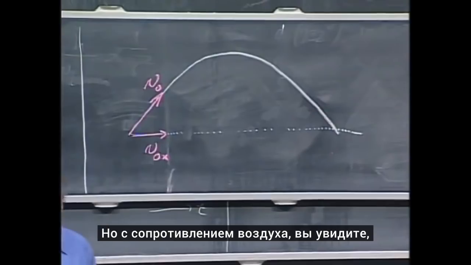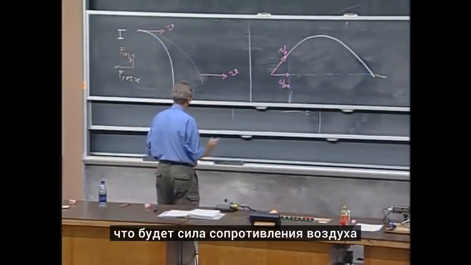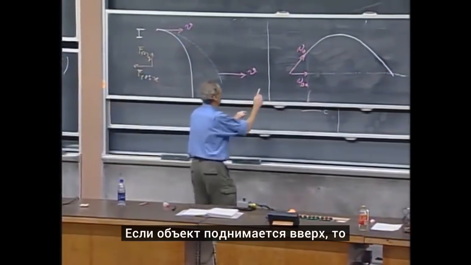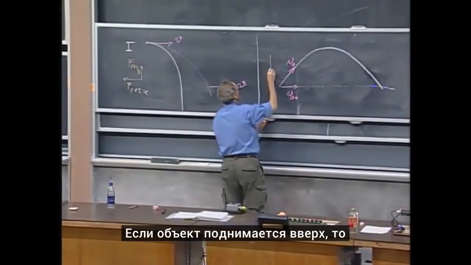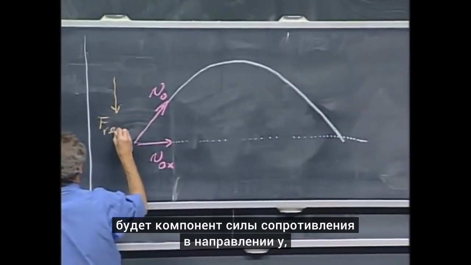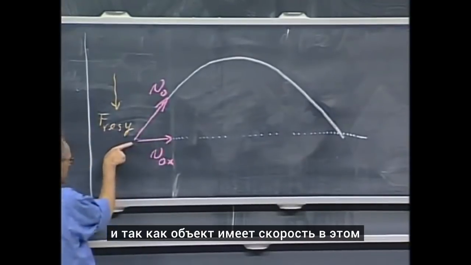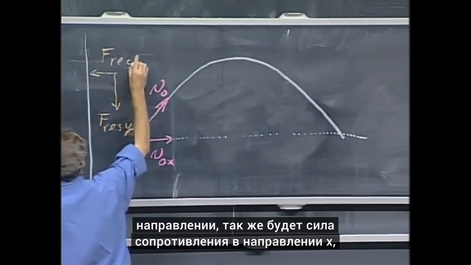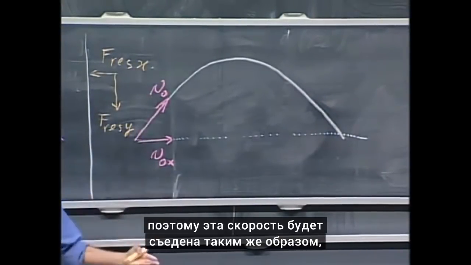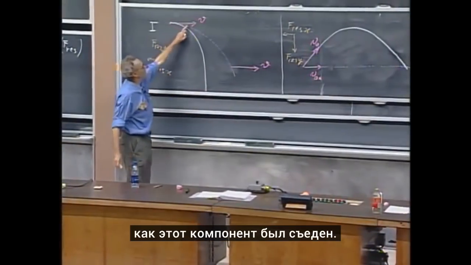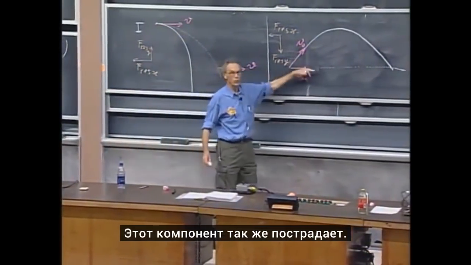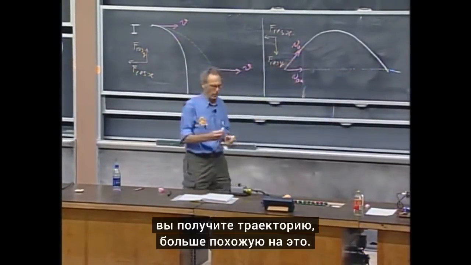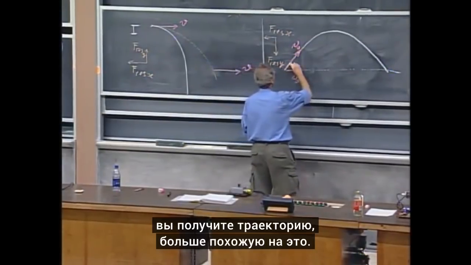This would be v0x, would always be the same. But now, with air drag, you're going to see that there's going to be an air drag force in the y direction. If the object goes up in this direction, then there will be a resistive force component in the y direction. And since it has a speed in this direction, there will also be a resistive force in the x direction. So this speed is going to be eaten up in the same way that this component was going to be eaten up. This component is going to suffer. It will not stay constant throughout. And as a result of that, you're going to get a trajectory that looks more like this.